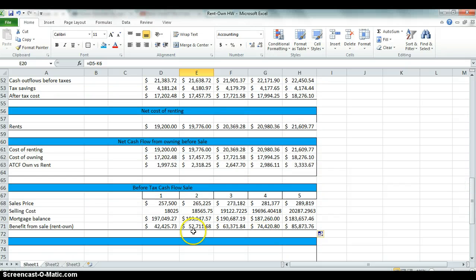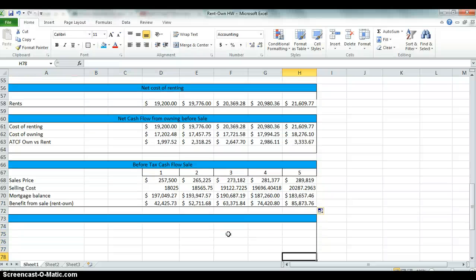In year 2, we can already recuperate the $50,000 and make a gain of $2,000. In year 3, we have made much more money. Year 4 and year 5, we have almost doubled the amount of money that we invested in this house.